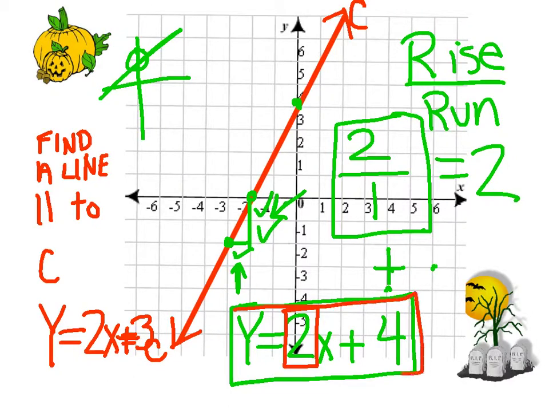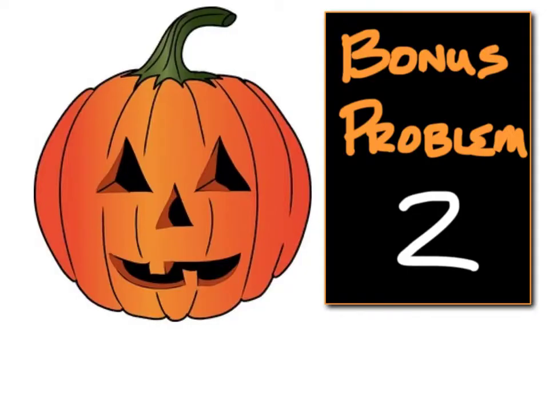So after we find the equation of our line right here, we just need to do what he said, change the y-intercept, and that'll give us a parallel line. Okay, so it could be y equals 2x plus 3, y equals 2x plus 1, y equals 2x minus 4, whatever you want as long as the slope is the same.